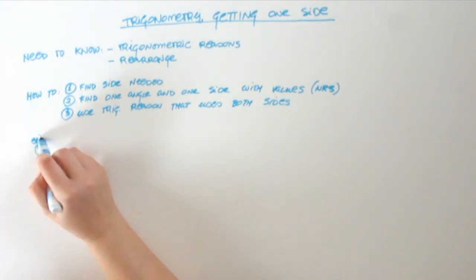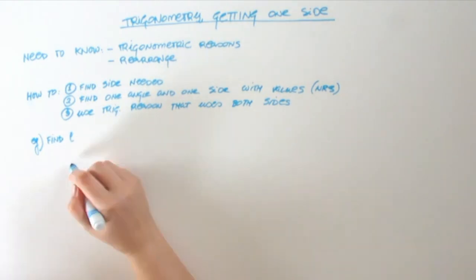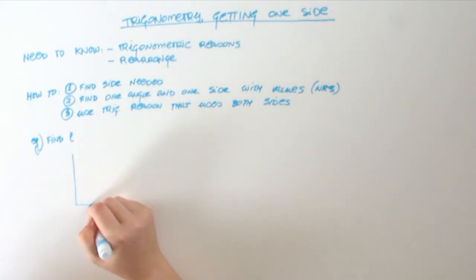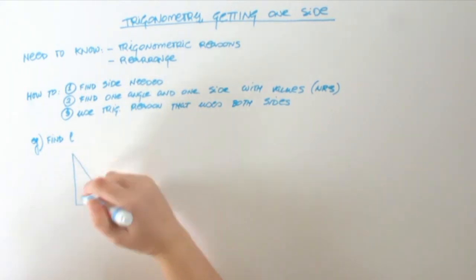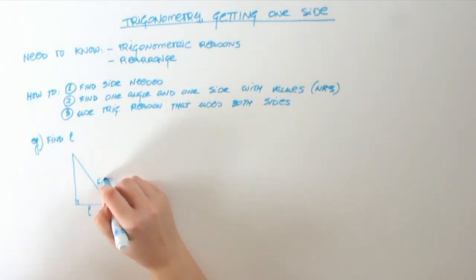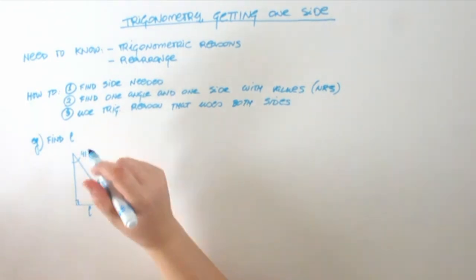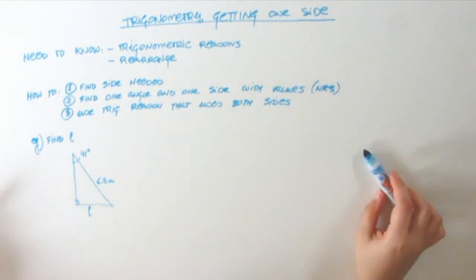Let's see all this in an example. Here they ask me to find L, which is a side in this right-angled triangle. Apart from that, I've got one angle of 41 degrees and one side of 6.5 meters. So, first of all, remember, green, I don't write it, is what happens in my mind.